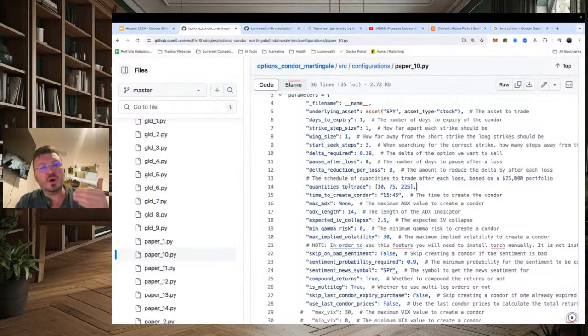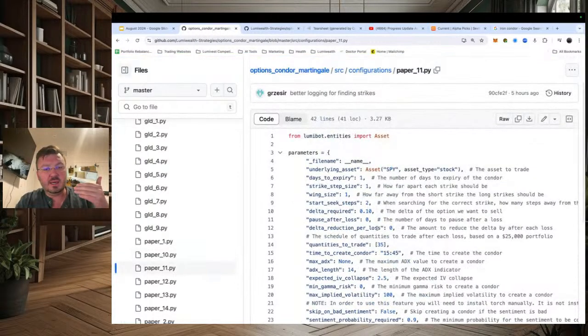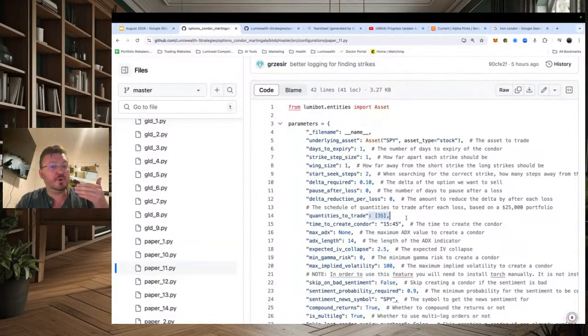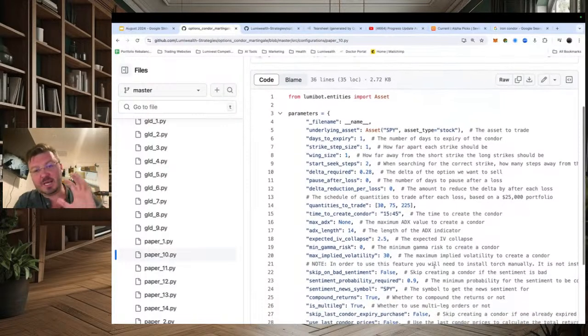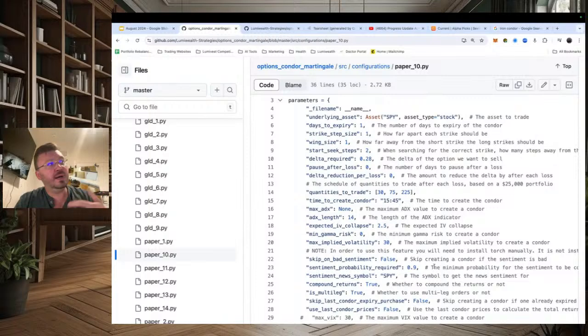The 11 and 12 are simply using, in this case, just one number, right? So they're not martingales. So 11, 12, 13, 14 are not martingales. The rest of them are martingales, and they will increase the amount of contracts that they buy if they lose, to basically have a second shot at bat, kind of thing. There's a mathematical reason for it. I'm not going to get into that, but there's a reason why you want to do that. With martingale, you end up having a much higher probability of success, and you end up having a much smoother looking graph. The time that it buys is at 15:45, so 3:45 p.m.